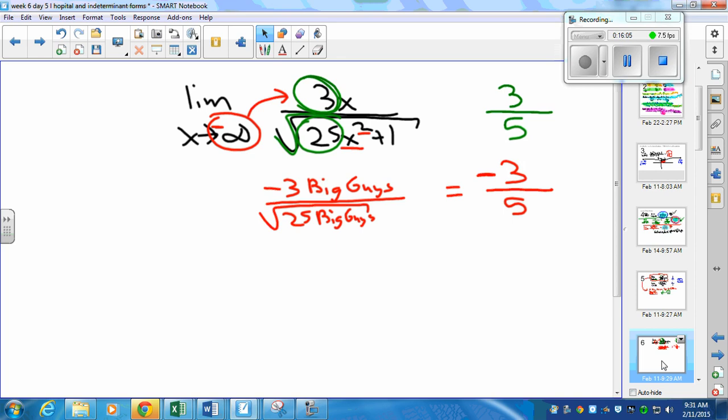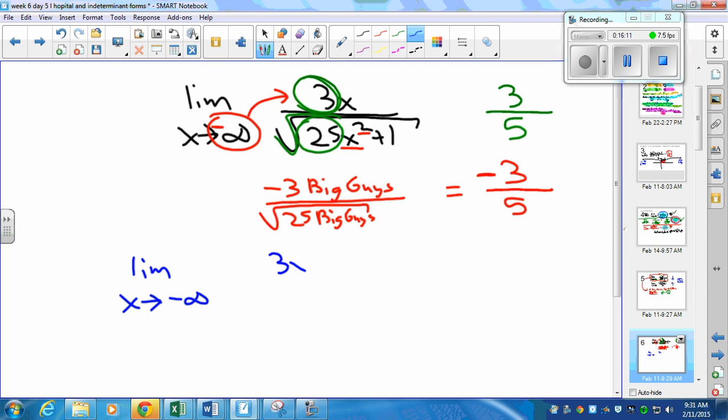Okay? And I'll do one more for you here. Let's say I go to negative infinity of 3x squared over the square root of 25x to the 4th plus 1. What's the degree on top? 2. Degree on bottom is the square root of x to the 4th, so that means 2. So top and bottom are the same. So I have a 3 and a 5.